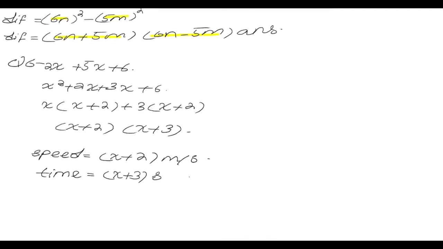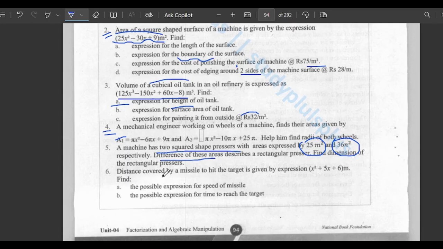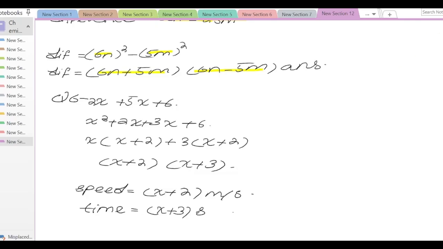Now let's move on to the last question of the exercise. We need to find the possible expression for the speed of a missile and the possible expression for the time to reach the target. But what are we given? We are given the distance, which is denoted by this expression, x² + 5x + 6 meters. So how can we find speed and time? In order to find speed and time, we are going to simplify this expression first. It is a quadratic expression, so we are going to find the terms.